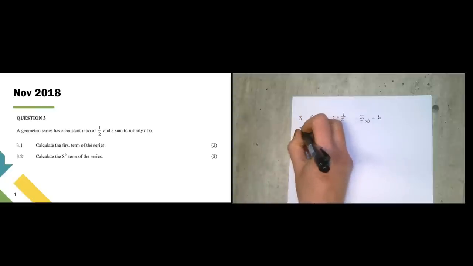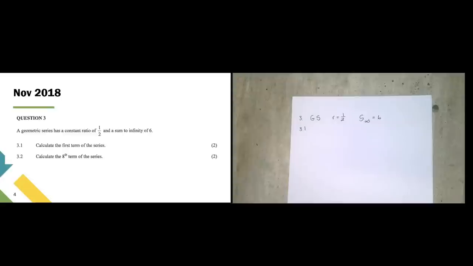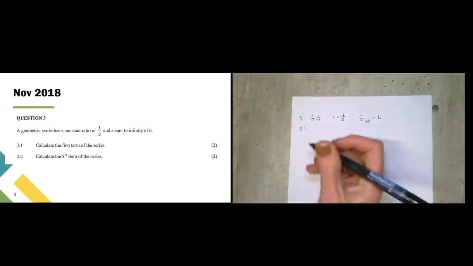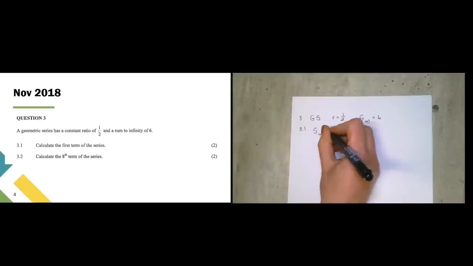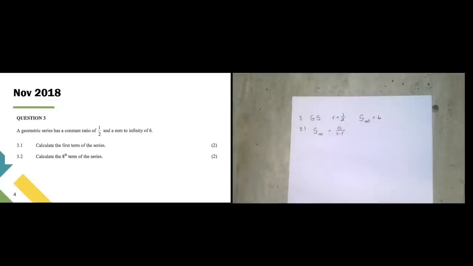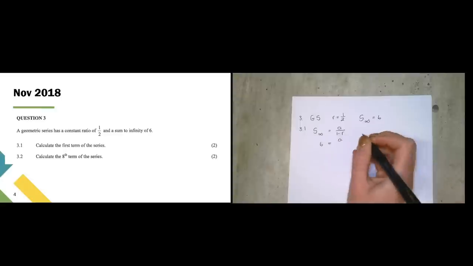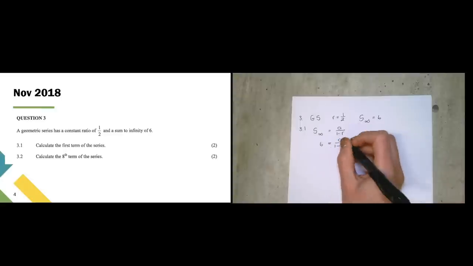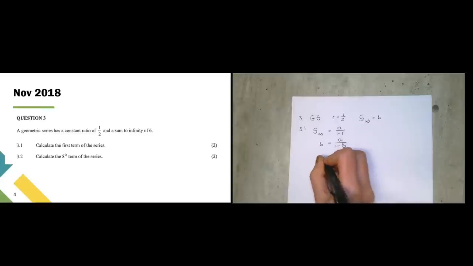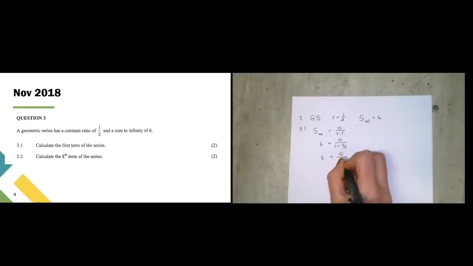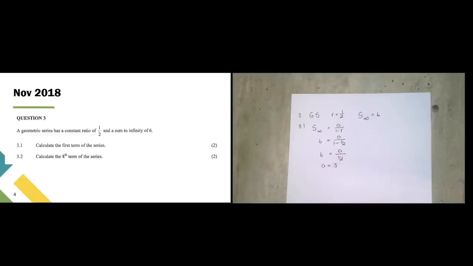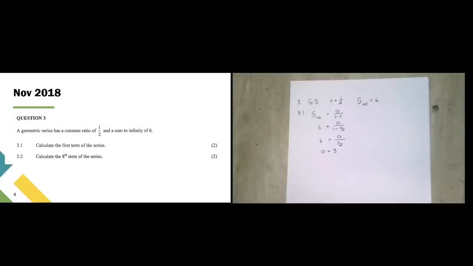Now I go to my question 3.1. Calculate the first term of the series. What formula will I use? They've given me sum to infinity. My sum to infinity formula is a over 1 minus r. And now I can substitute. I know the sum to infinity is 6. They're asking me my a, my first term. I don't know that. 1 minus my ratio is a half. So 6 equals a over 1 minus a half, which is a half. And if I now multiply both sides by a half, I get that a is equal to 3. So there I've got my first term, a is 3. You will see it was 2 marks. It's a mark for the substitution and a mark for the answer.